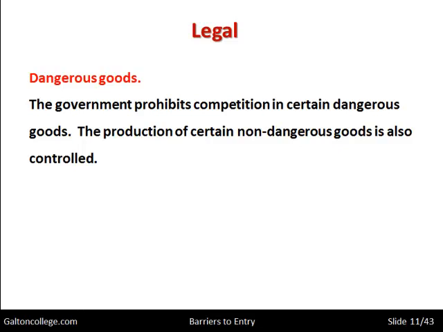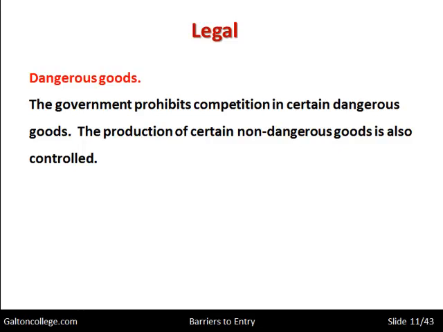So the government will create just some companies who will have license to produce goods for the government's use or for the military use or whatever use the government deems appropriate. So in that case, there are barriers to entry. The barrier to entry is simply being legally blocked from producing certain goods.